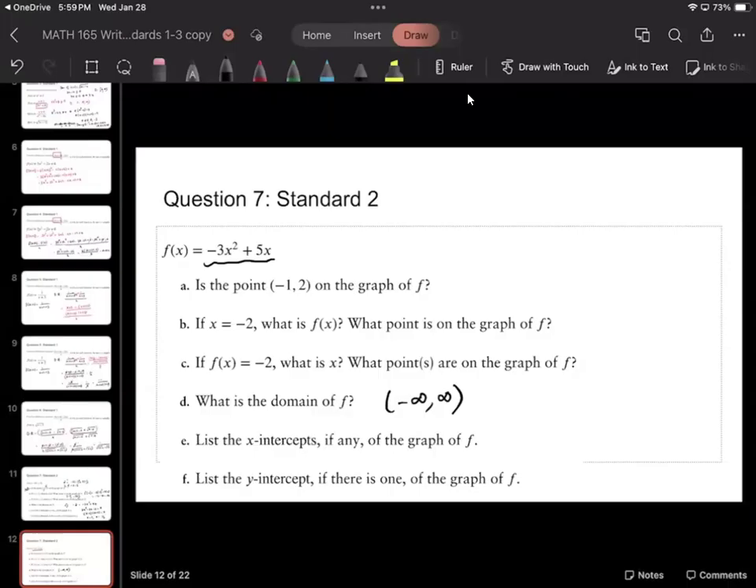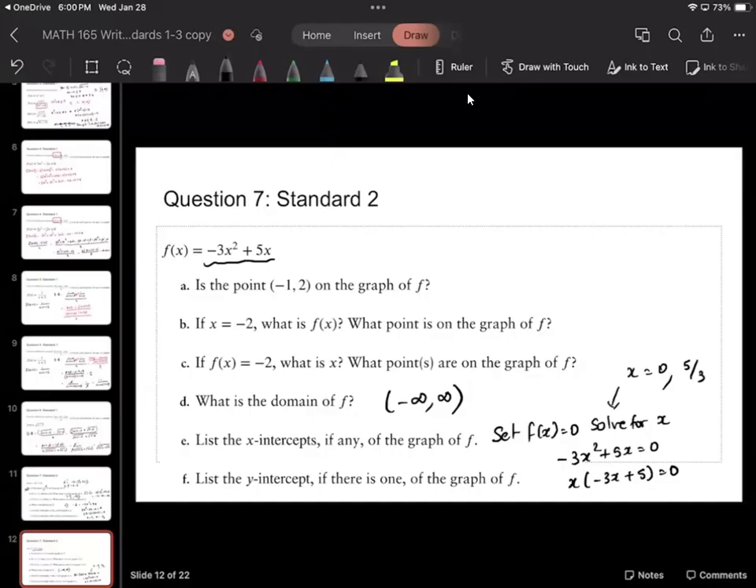What are the x-intercepts? To find the x-intercept, you have to set f of x equal to 0 and then solve for x. Okay, so let's do that. Let us set it equal to 0 and solve. So x is the common factor. Take it out. That means the two values of x are going to be 0 and 5/3, right? So those are the two x-intercepts.